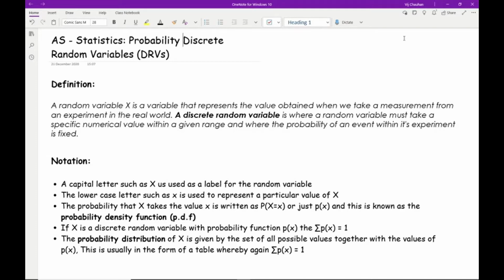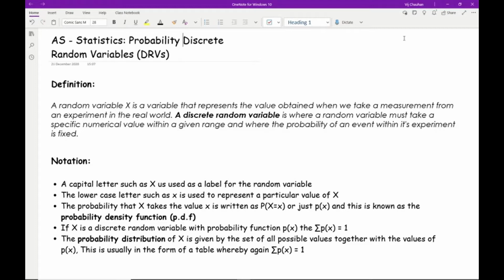If X is a discrete random variable with probability function P(x), then the sum of P(x) must equal 1, and the probability distribution of X is given by a set of all possible values together with the values of P(x). This is usually in the form of a table, whereby the sum of P(x) equals 1.